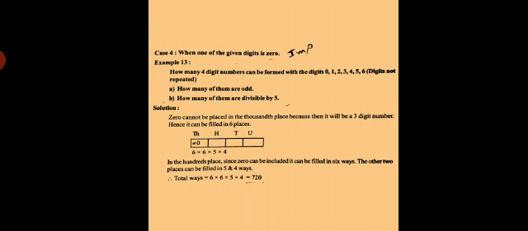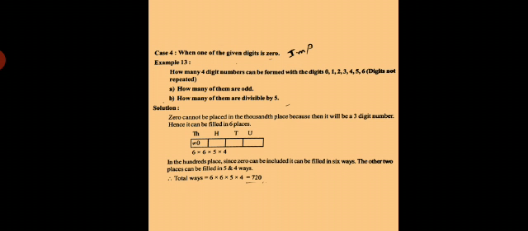In that, the first question is: how many of them are odd? The second: how many of them are divisible by 5? The first solution is, here 0 cannot be put in the thousands place, because then it will become a 3-digit number. Hence, it can be filled in 6 ways.